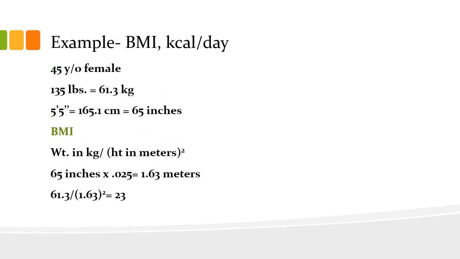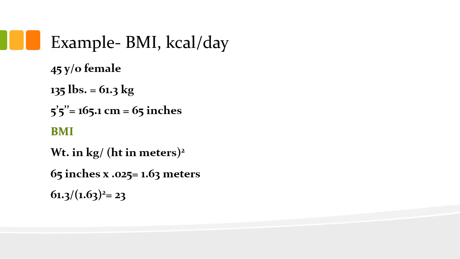Here's some examples of some calculations. We're going to first look at BMI, or kilocalories a day. We have a 45-year-old female who's 135 pounds. This would be equal to 61.3 kilograms. They are 5'5", which is 165.1 centimeters, equals 65 inches. There are some great apps out there that help you quickly do these conversions.